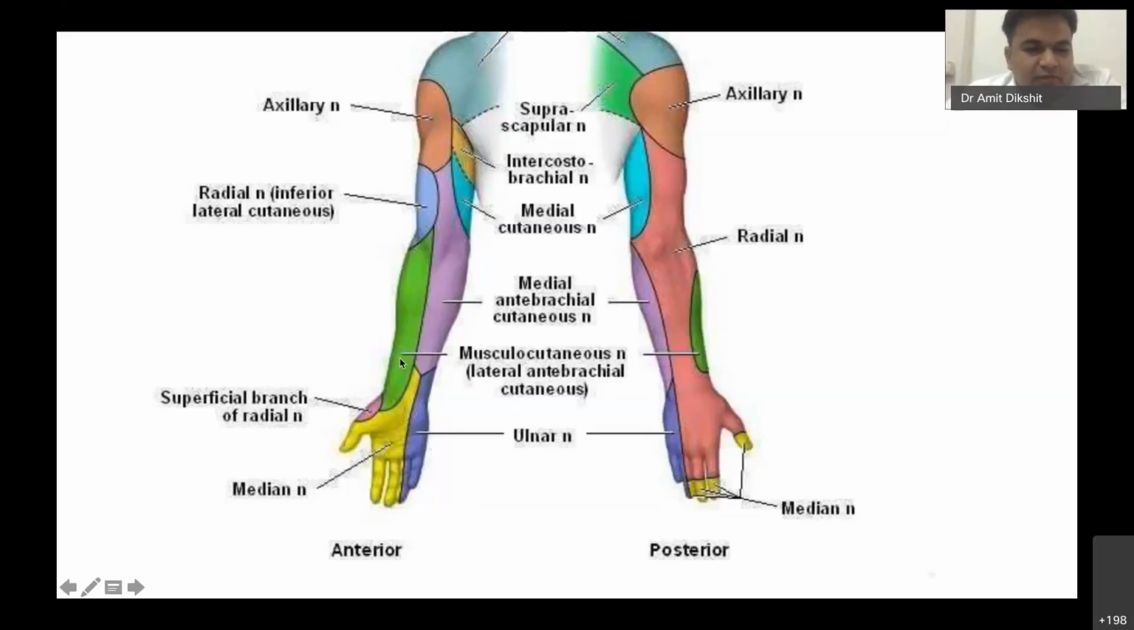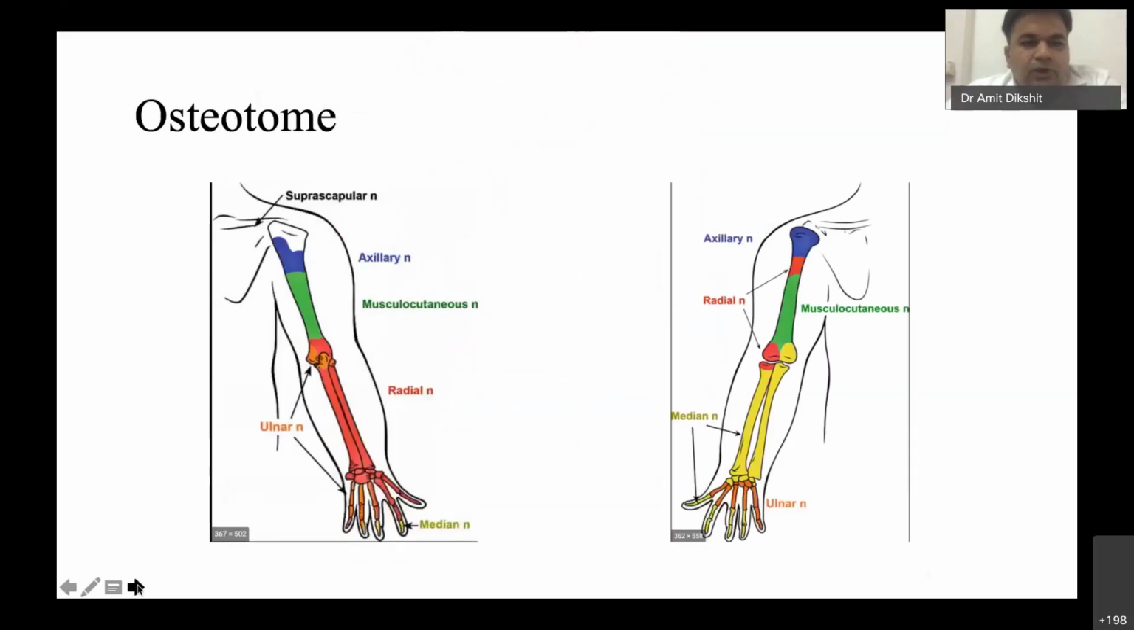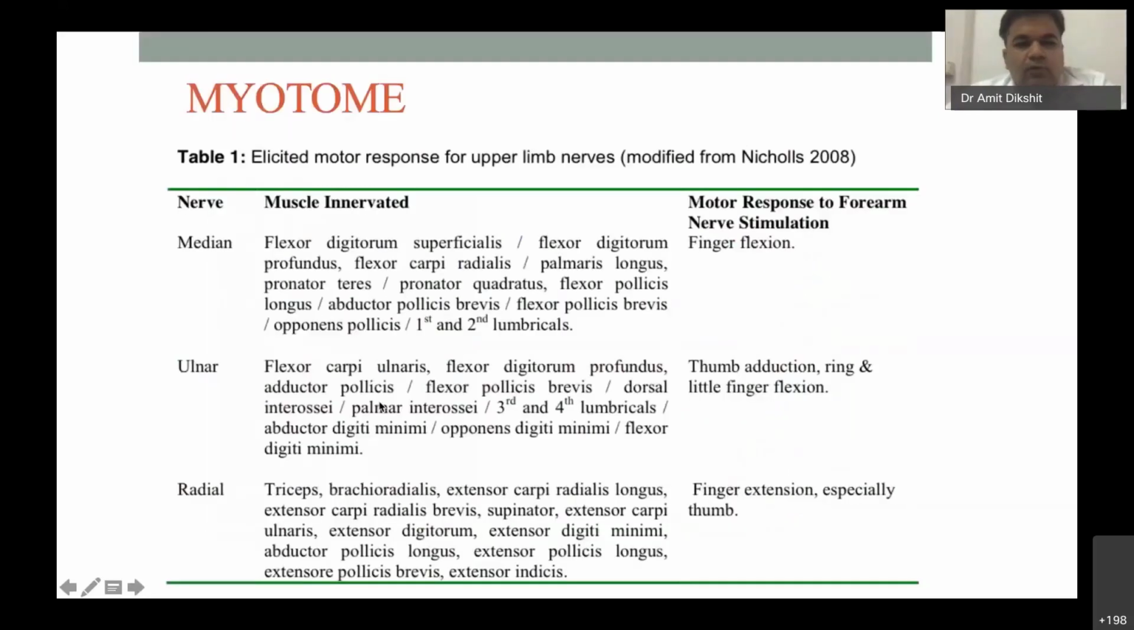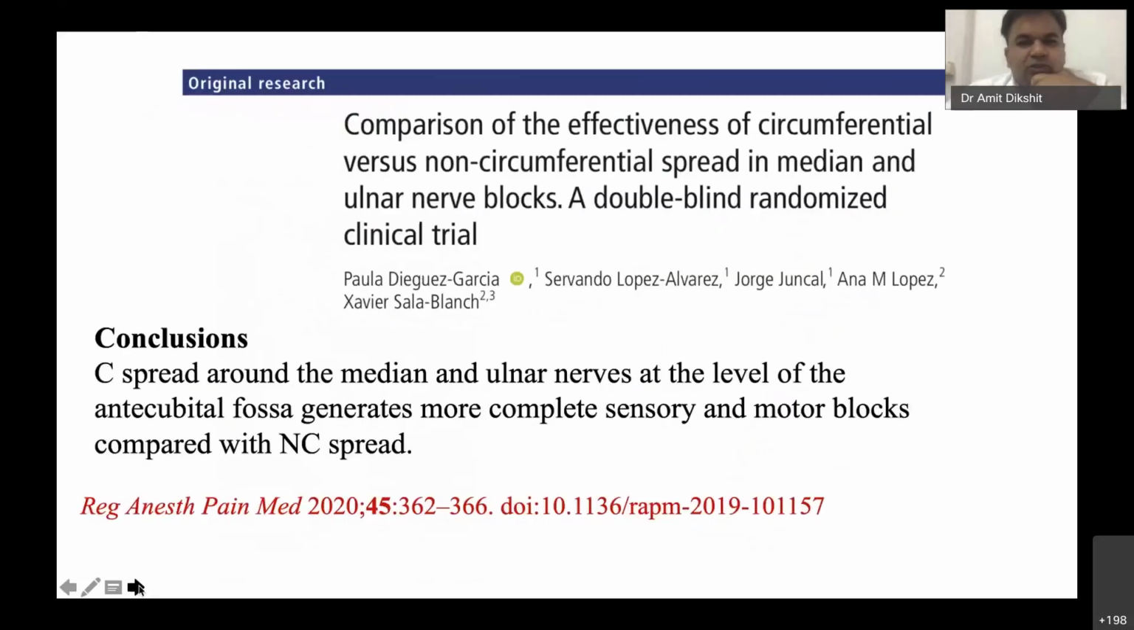antebrachial cutaneous is covered. Coming to the osteotomal supply, we need to know the osteotomal innervation, because as the surgeon is cutting through after the skin incision, there are muscles, and then they will be hitting the periosteum. So unless we are aware of all three, our block will not be perfect. So the myotome also, the muscle supply, and Phadke sir has nicely shown what the end motor response is.